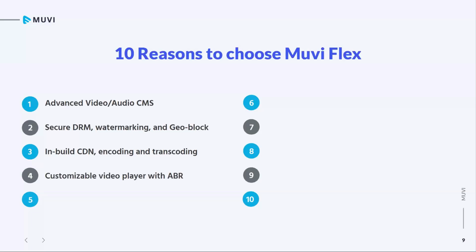And obviously, we need the branding. We need a seamless playback experience and everything. So that's why we need a customizable video player with adaptive bitrate streaming, ABR streaming.